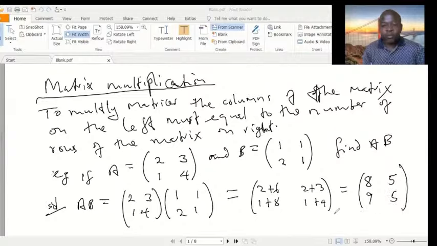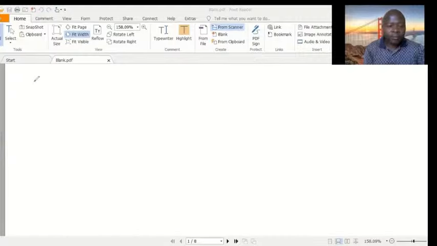So we could multiply these matrices because they were compatible. They are compatible if the number of columns of the matrix on the left equals the number of rows of the matrix on the right. Then we say that those matrices are compatible, and therefore we can multiply. Let's look at another example.